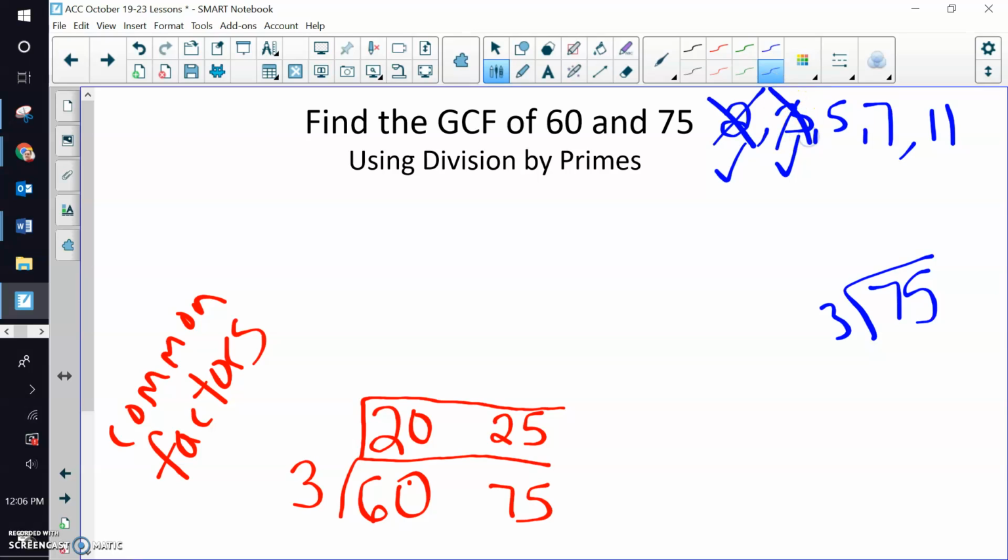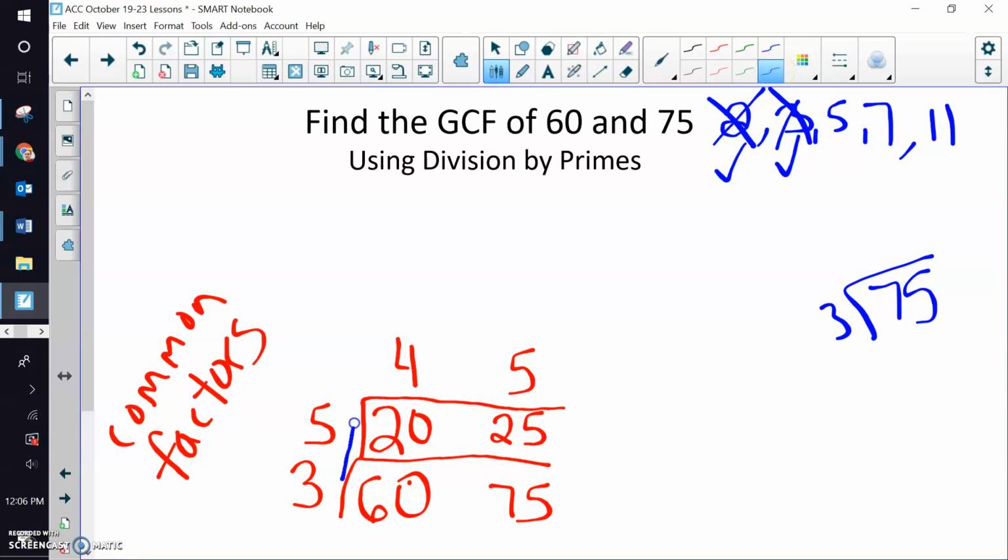So what about 5? Can they be divisible by 5? Well, definitely they can. So we're going to divide them by 5, and we end up with 4 and 5. Well, 4 and 5 don't have any common factors. 5 is prime, first of all, and 5 is not a factor of 4, so we end right there.